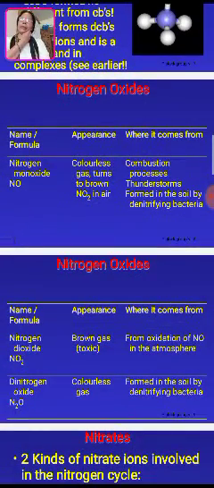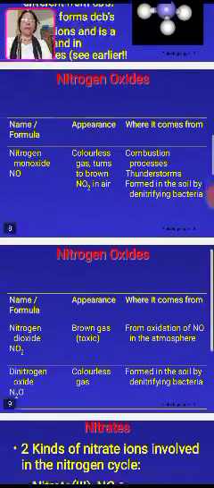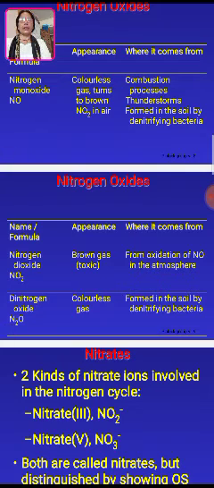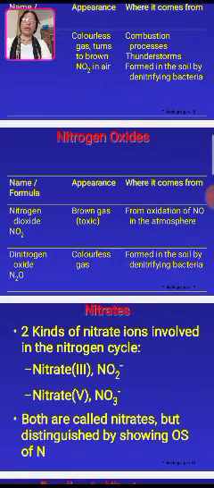Let us see the nitrogen oxides one by one. The first oxide is nitrogen monoxide, NO. It is a colorless gas that turns brown in air. It is formed in combustion processes, in thunderstorms, and in the soil by denitrifying bacteria. Another is nitrogen dioxide, NO2, which is a brown gas and toxic in nature. NO2 forms from the oxidation of NO in the atmosphere. Third is dinitrogen oxide, N2O, which is again a colorless gas formed in the soil by denitrifying bacteria.